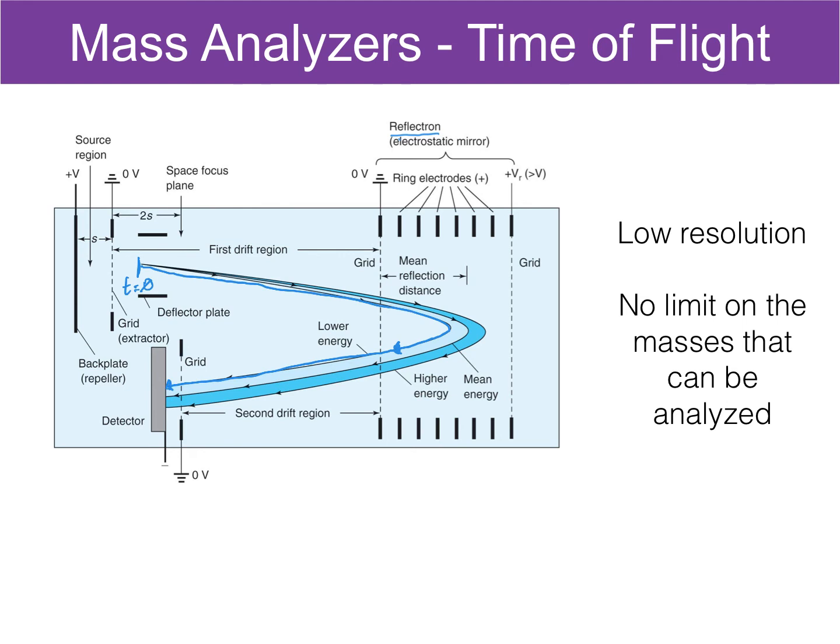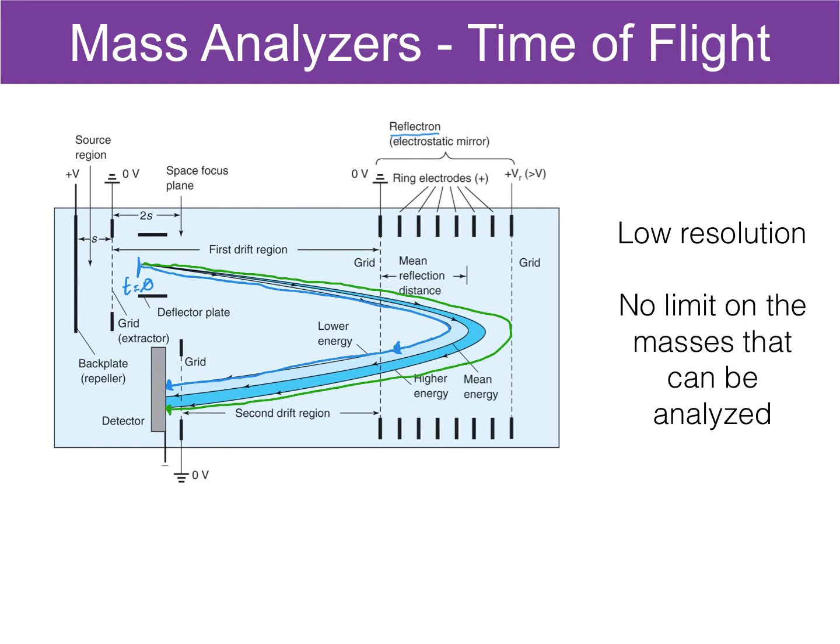And what happens is light ions travel faster, and so they hit the detector sooner than heavy ions. So heavy ions are going to take a longer path. It's going to take a lot more to turn them around, and so they're going to hit the detector later.